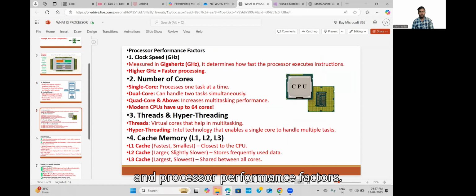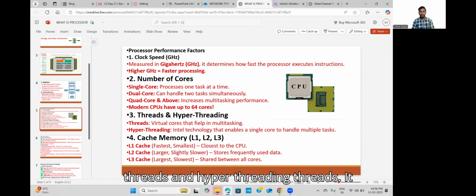And processor performance factors. Clock speed, measured in gigahertz, determines how fast the processor executes instructions. Higher gigahertz means faster processing. And number of cores: a single core means the processor handles one task at a time, a dual core can handle two tasks simultaneously, and quad core and above increase multitasking performance. Modern CPUs have up to 64 cores.